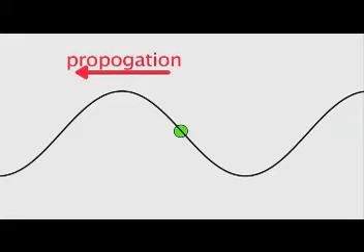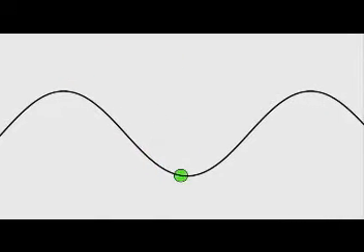Since the wave is propagating to the left, the beach must be to the left. If the beach is to the left and the green dot represents a surfer, then the surfer must be on the back side of the wave. Which direction must they be moving? They must be moving down.